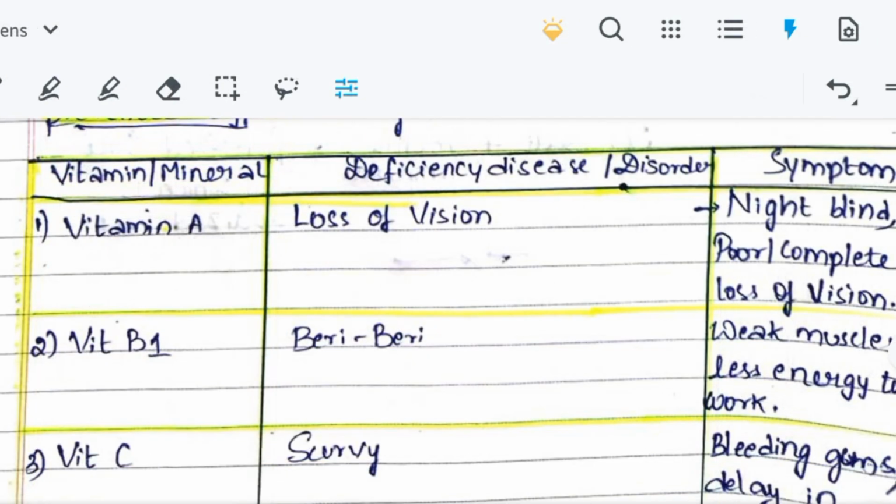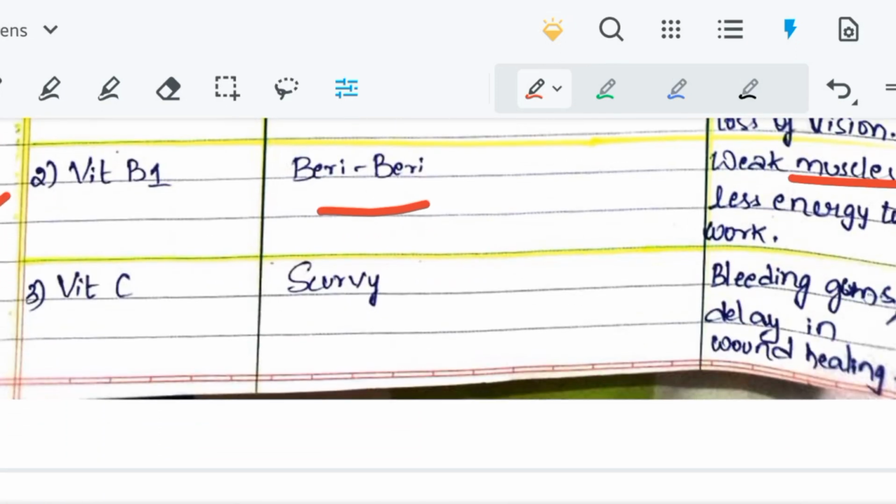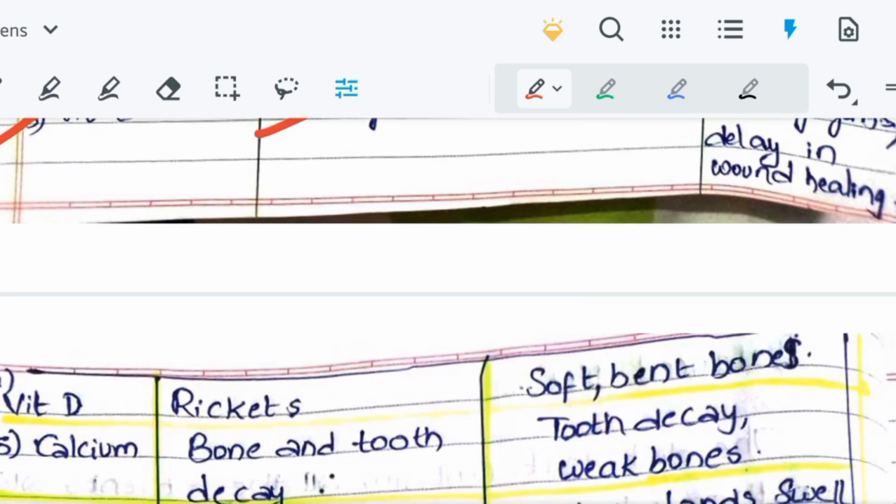Whenever vitamin A is not taken properly, it results in loss of vision and night blindness, or if it is not treated properly, it may result in complete loss of vision as well. Now, vitamin B1 deficiency causes beriberi, where muscles become very weak and the person always has less energy to work. Vitamin C deficiency results in scurvy in the sense where the gums start bleeding because they become weak and there'll be delay in wound healing.